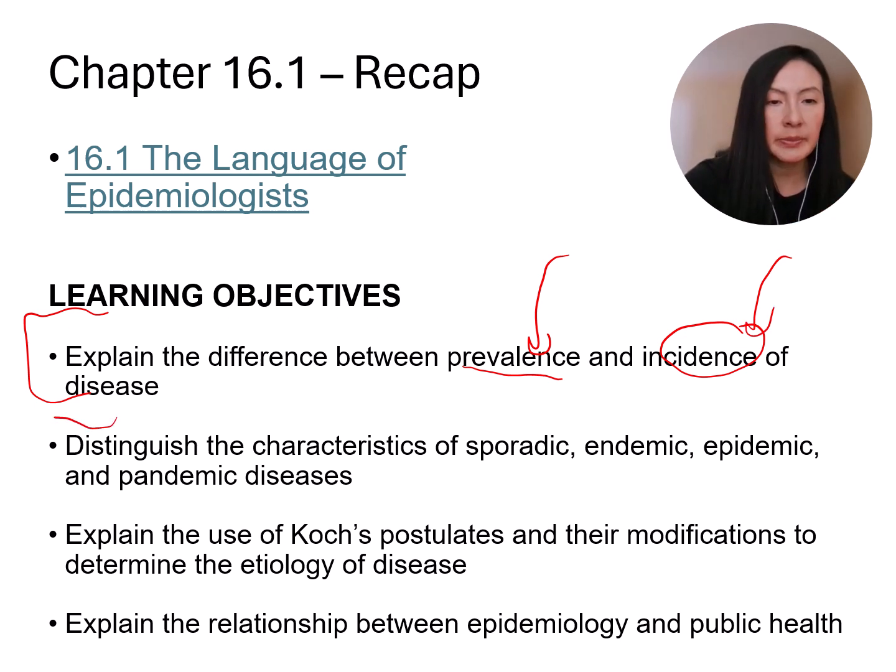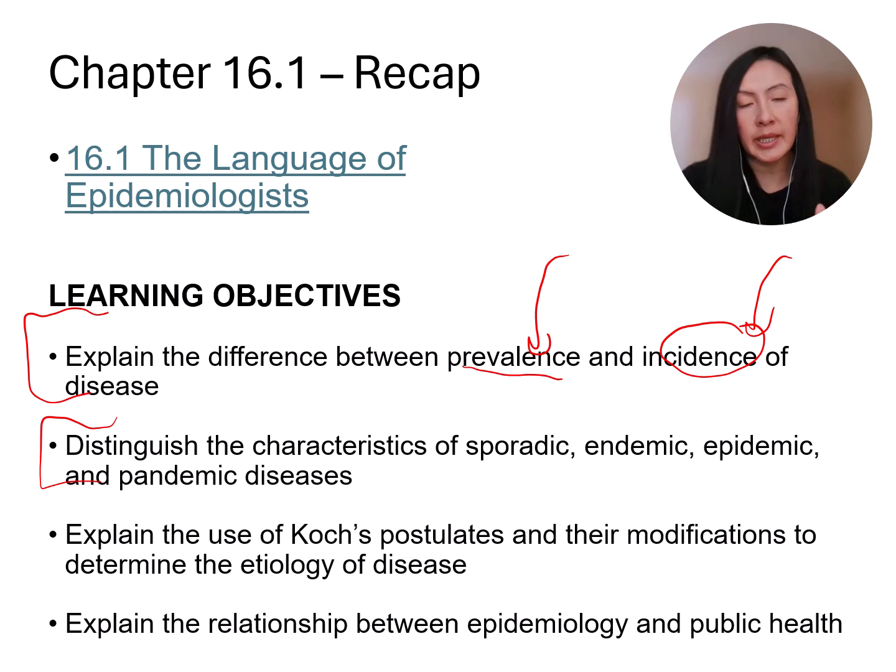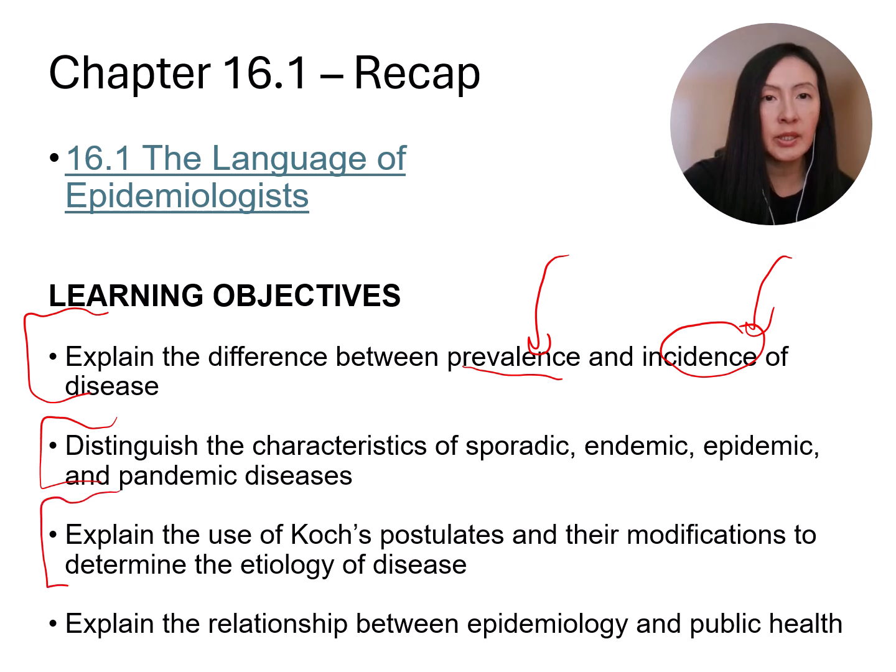For the second learning objective, I'm going to skip this for now because I have that table to show you, so we'll do that in the next slide. So let's look at the third one. Explain the use of Koch's postulates and their modifications to determine the etiology of disease. So Koch's postulates were a set of 4 criteria that we use to prove that a specific microorganism causes a particular disease. And we saw this again in chapter 15.